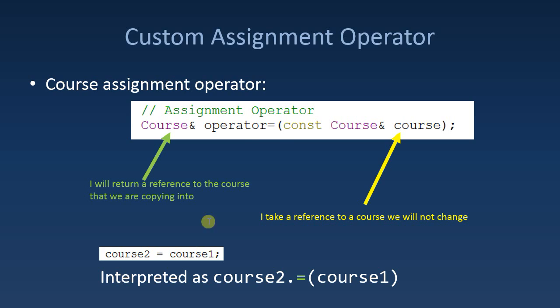So what this actually looks like in code, operator assignment, we take in a reference to some other course that we promise not to change, because we're only going to change the thing on the left-hand side. If we do course 2 gets assigned course 1, that's interpreted as course 2, call the .equals function and pass it course 1. So we're not going to modify course 1, we're just going to take stuff from it and copy it into course 2. And we're going to return a reference to course 2 so that you can do a chained assignment if you really want.